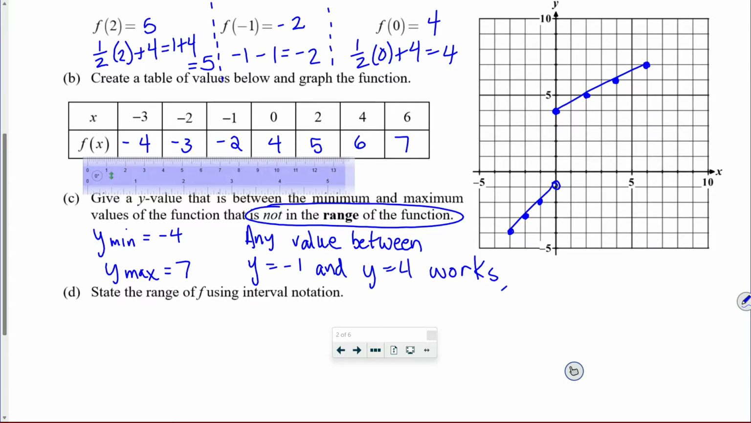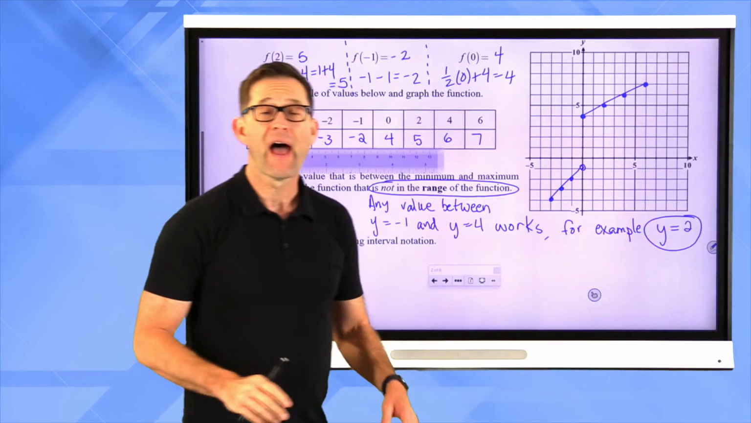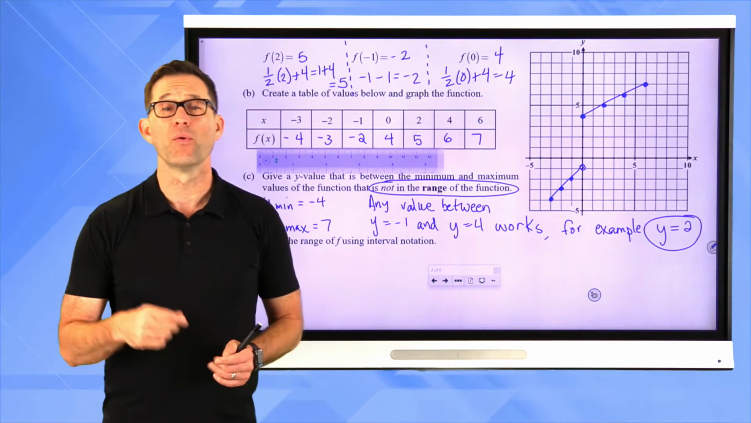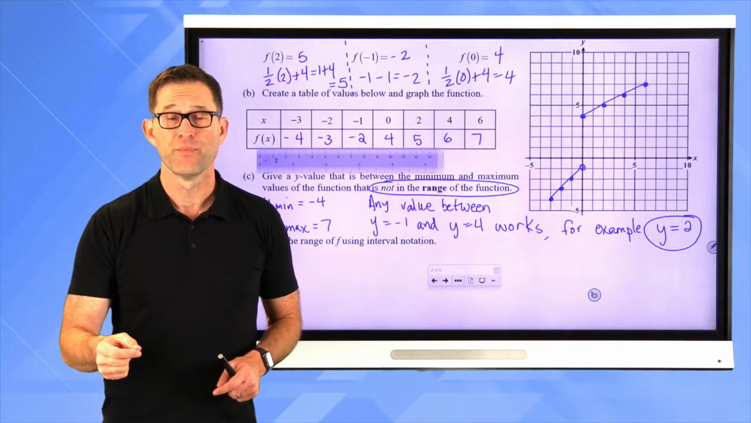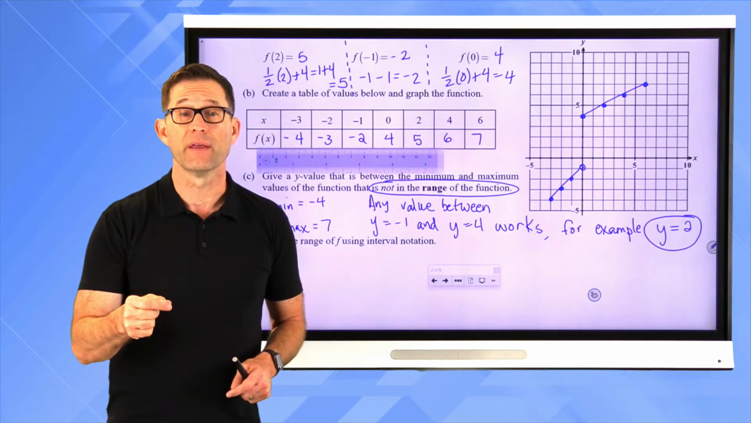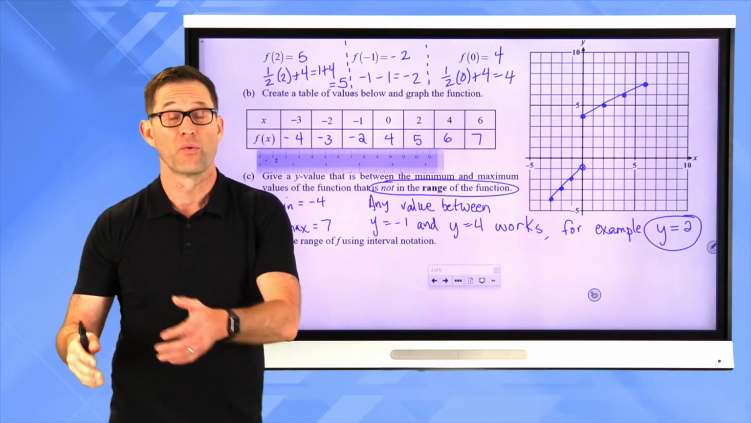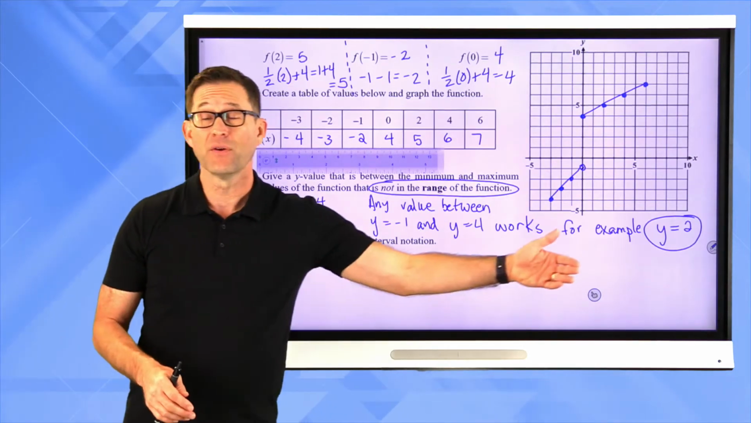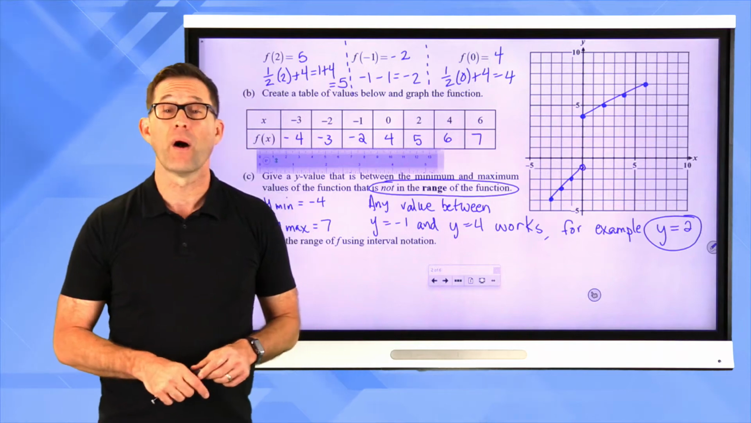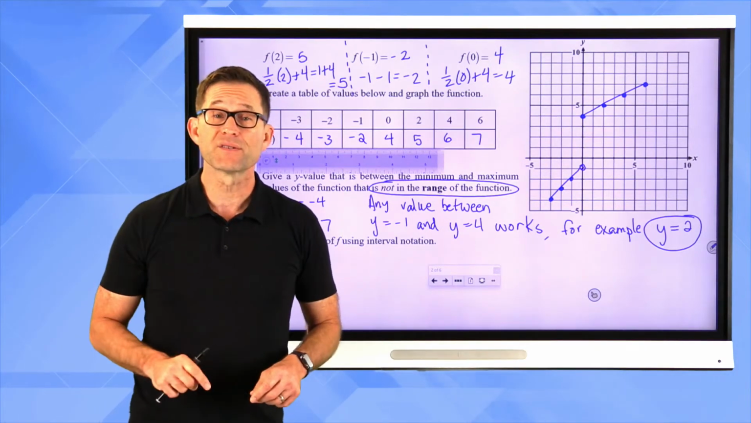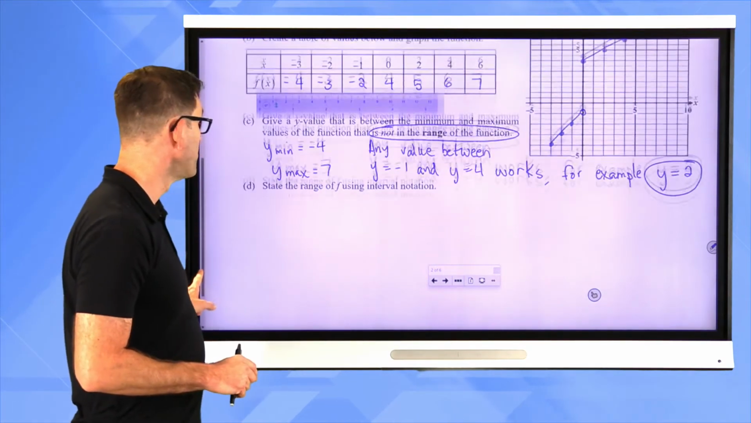So, for example, y equals, let's say, 2. Y equals 2 has no x value that will result in that y value. And that is the definition of the range. The range is all outputs for which there is an input that will result in that output. But there is no value of x that will result in a y value of 2. And that leads us to the final question in this problem, letter D.